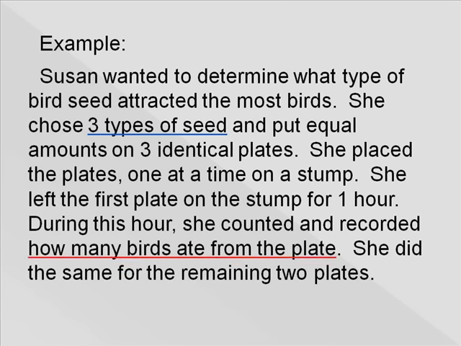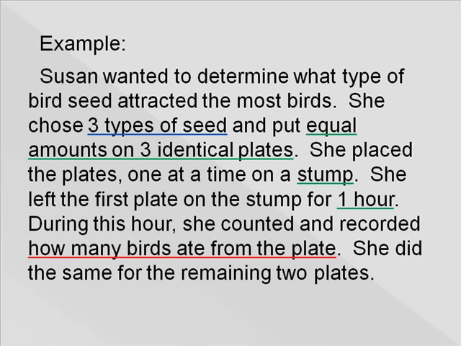On this slide, I have underlined in red the dependent variable, what she is measuring. If you look at that sentence, if you go back just a little bit before where I underlined in red, the sentence starts, she counted and recorded. These are great verbs to show you that this is the data she's collecting. So what she was writing down was how many birds ate from each of the plates. That is her dependent variable.